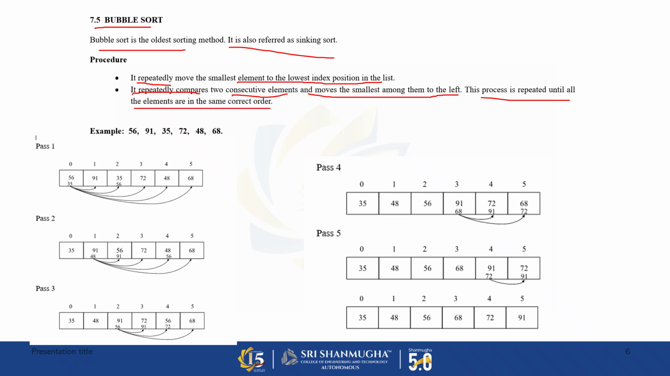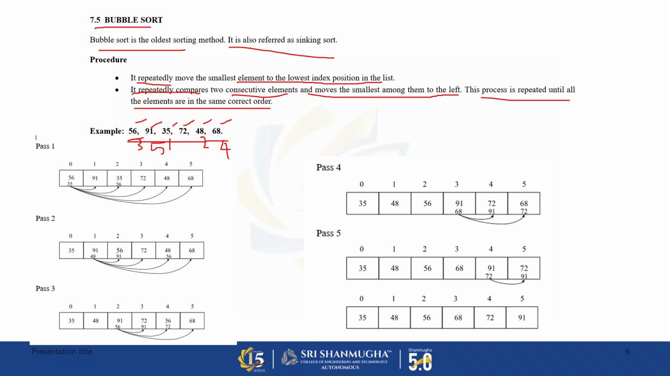Here we have a set of numbers: 56, 91, 35, 72, 48, 68. We have to arrange these numbers. Sorting is nothing but arranging them in order. Here 35 is the smallest number. We want to arrange the order as first 35, second 48, third 56, fourth 68, fifth 91. We need to sort this.